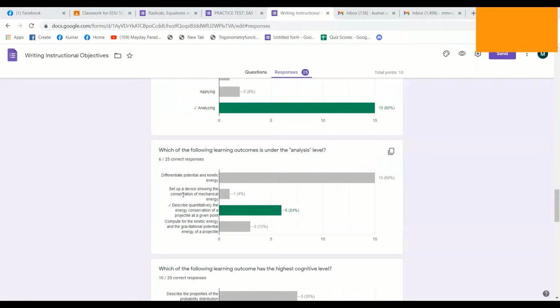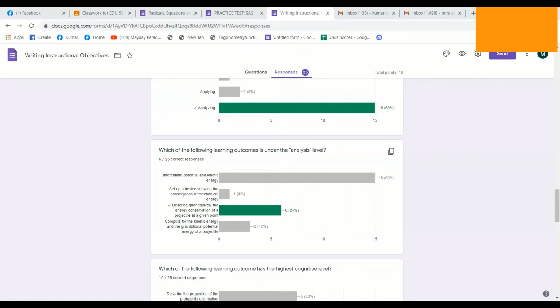Set up a device showing the conservation of mechanical energy. So setting up belongs to the creating level, creating. Compute for kinetic energy, that is, you're given a formula, then when you compute, you simply apply the formula. So that is applying level.